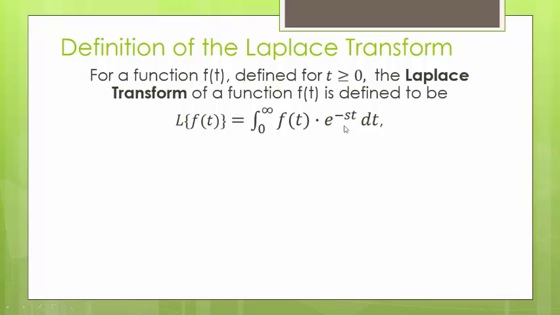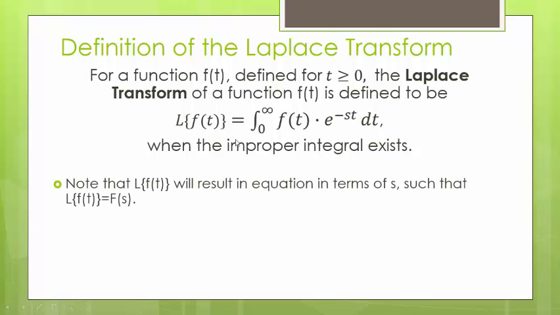This e to the negative st, if t and s are positive, you could think of as exponential decay. Improper integrals, you'll recall from Cal 2, do not always converge. This decay factor is helping, encouraging this integral to converge for us. We'll talk about what kind of functions, what conditions we'll have for f of t so that it does converge.